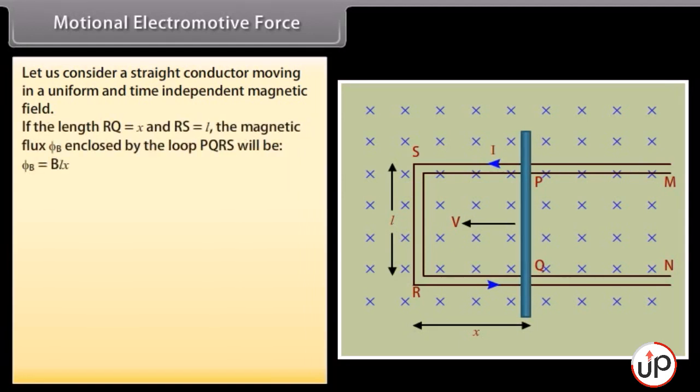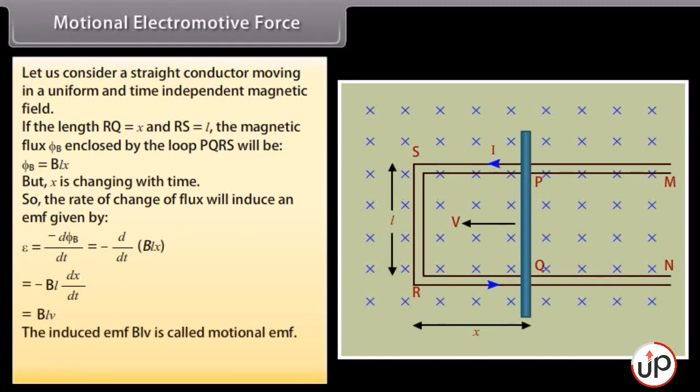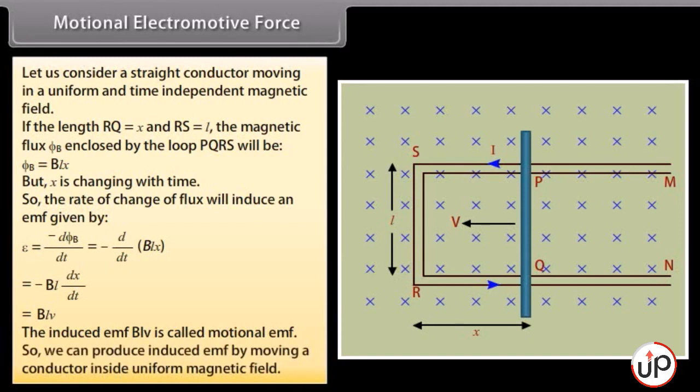If the length RQ is x and RS is L, the magnetic flux Phi_B enclosed by the loop PQRS is BLx, but x is changing with time. So the rate of change of flux will induce an EMF given by minus the derivative of BLx with respect to time, which is equal to BLv. The induced EMF BLv is called motional EMF. So we can produce induced EMF by moving a conductor inside a uniform magnetic field.